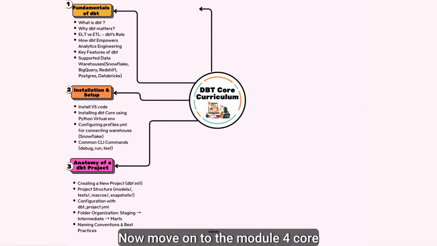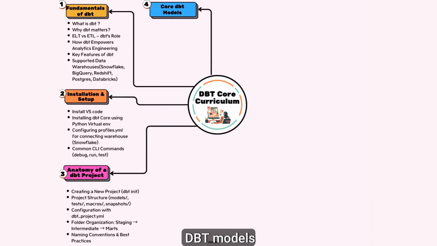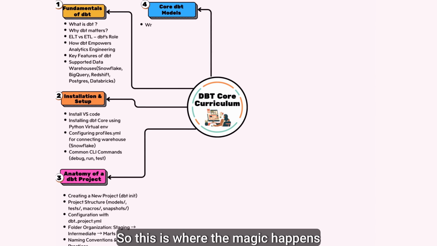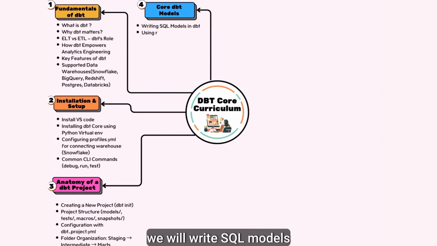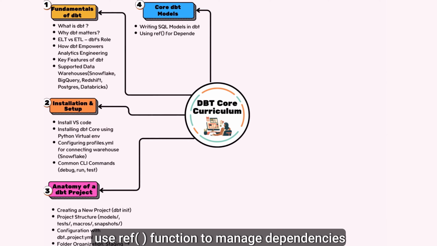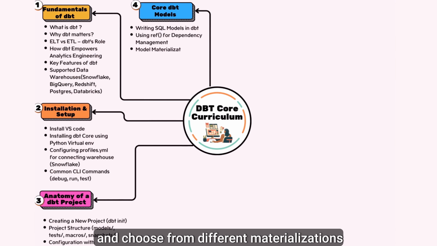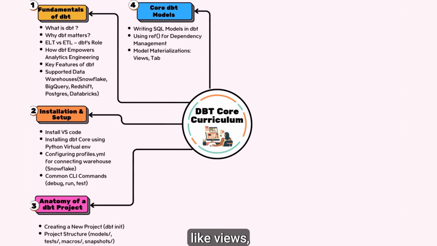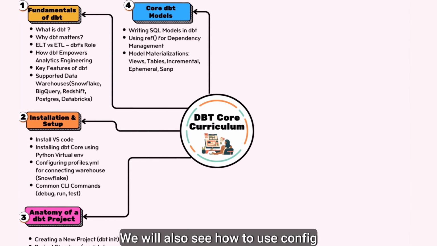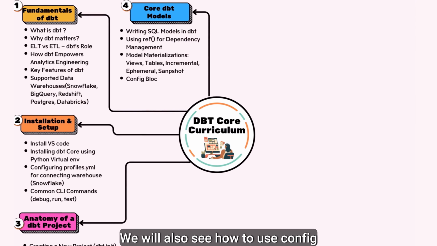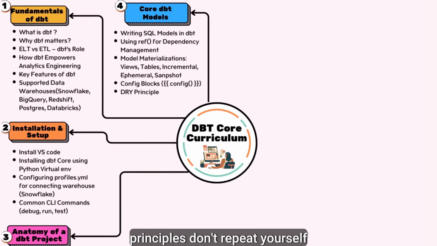Now, move on to module 4, core DBT models. This is where the magic happens, basically building the data transformations. We will write SQL models, use the ref function to manage dependencies, and choose from different materializations like views, tables, incremental, ephemeral, and snapshots. We'll also see how to use config for advanced settings. We'll also explore the DRY principle.